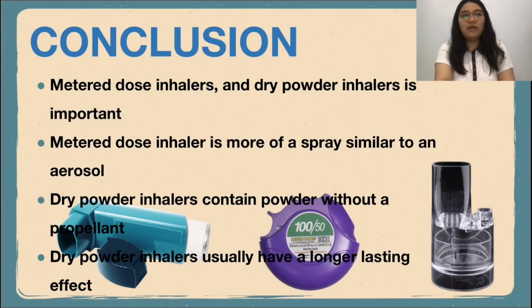To summarize all of the key points that we discussed in this presentation, the development of inhalers such as metered dose and dry powder inhalers is important due to the fact that these inhalers help people with respiratory problems breathe properly. The difference between the two types of inhaler is that the metered dose inhaler is more of a spray similar to an aerosol, which provides a short to long lasting action, while dry powder inhalers contain powder without a propellant. Dry powder inhalers usually have a longer lasting effect when compared to the effects of the metered dose inhaler.